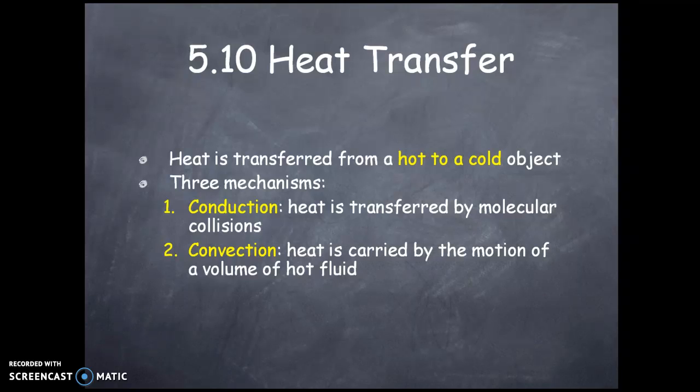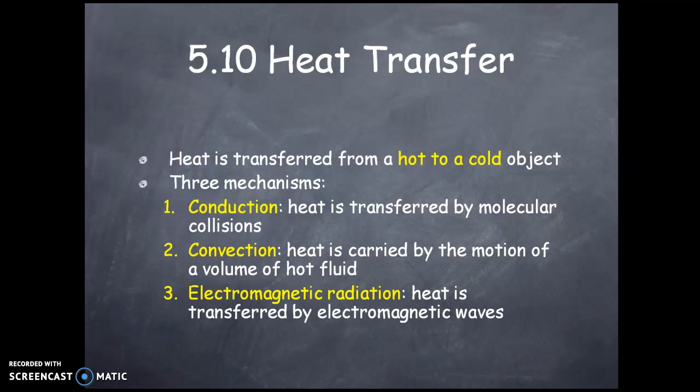Heat transfer. Heat transfer is always from hot to cold objects. So the heat always transfers from a hot object to a cold object. It happens in three different ways. One is conduction, the second is convection, and the third is electromagnetic radiation. So let's look at conduction. Conduction is a way of transferring heat to colder objects. That is nothing but heat transferred by molecular collisions.